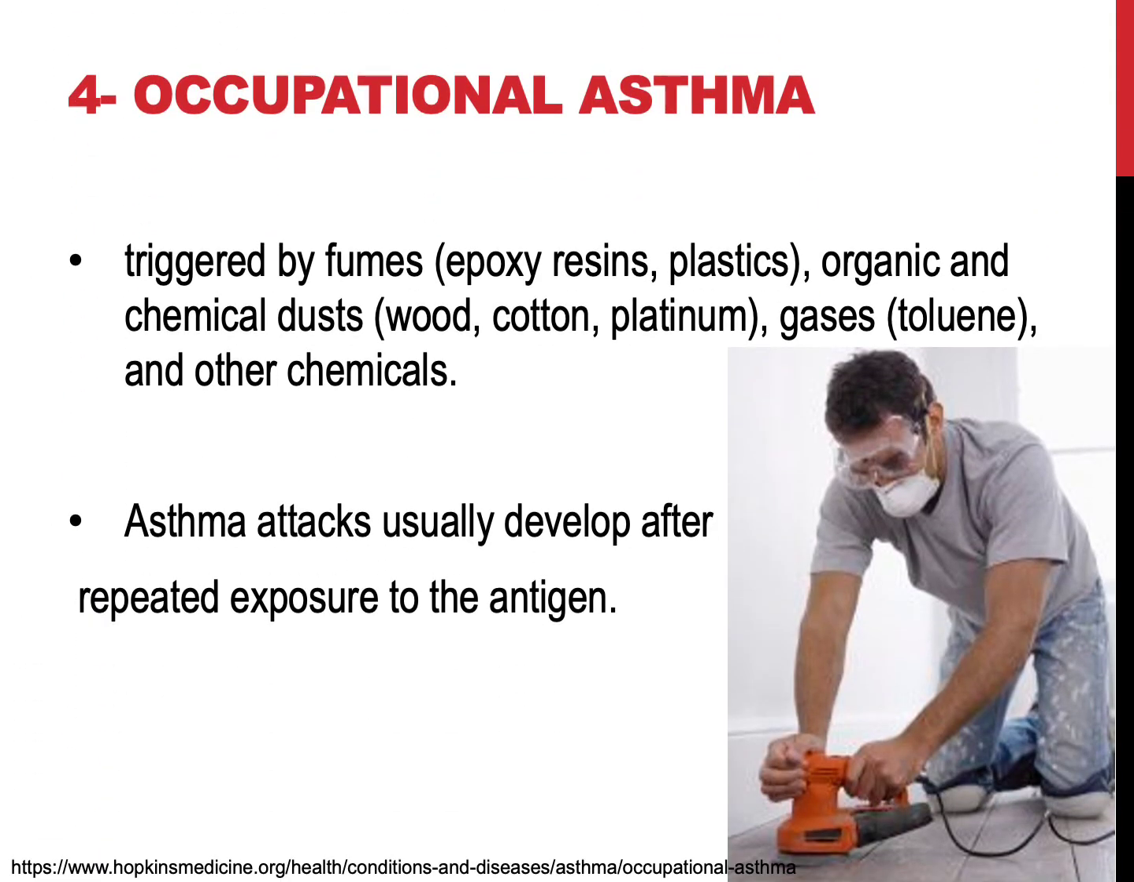This type of asthma can be triggered by fumes, dusts, animal substances, chemicals, and gases. This happens after repeated exposures to the causing agent. Examples include farmers, animal handlers, manufacturers of foam mattresses, bakers, food processors, cotton workers, and manufacturers of metals.